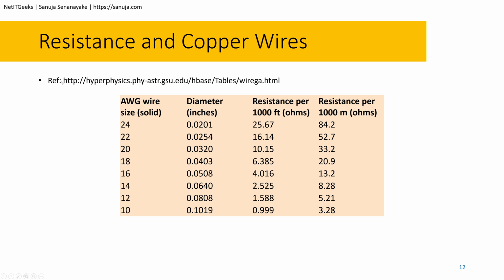As the length increases, the resistance also increases. So the key points: the bigger the diameter, the lower the resistance. In the American wire gauge system, that means the lower the AWG, the lower the resistance. The longer the length of the wire, the higher the resistance. Those are the key things that you need to remember.